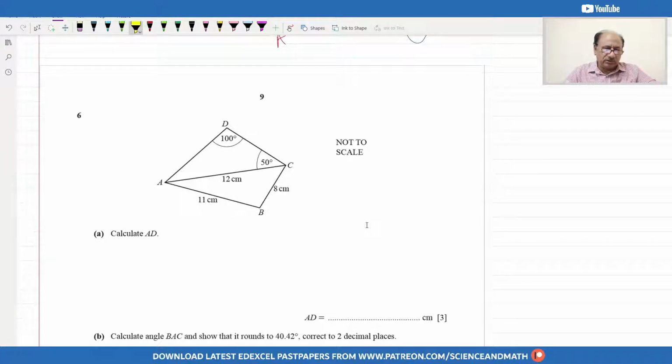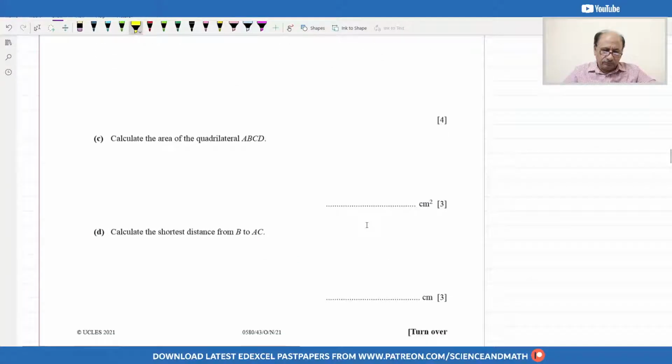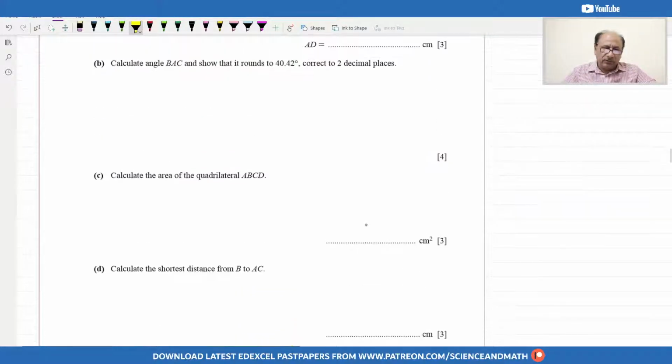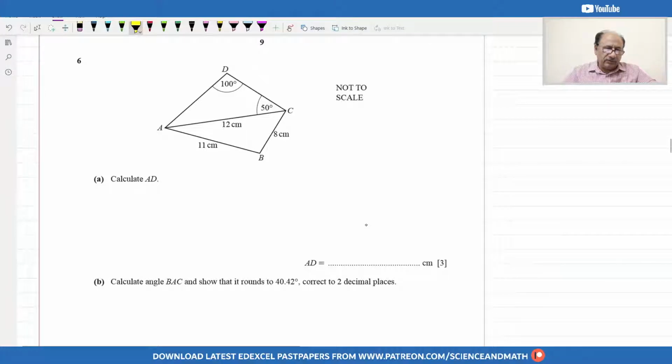The first question which I have selected is from 0580 43 October November 21. This is the latest paper from Cambridge. Before starting this question, you will have to keep in mind that in the exam, the questions you will be getting will involve the sine rule, maybe the cosine rule also, and different trigonometric functions. And in bearing also they are embedding these types of questions and giving complex situations.